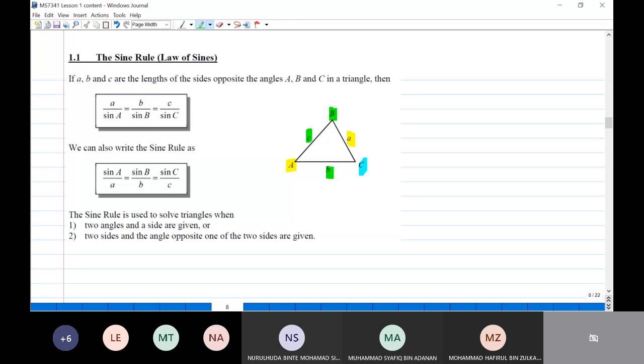So the sine rule says that a over sine A is equal to b over sine B, which is equal to c over sine C. This is called the sine rule: the side over the angle. Or you can turn it upside down, the same result. No matter what you write, as long as you consistently use one method.